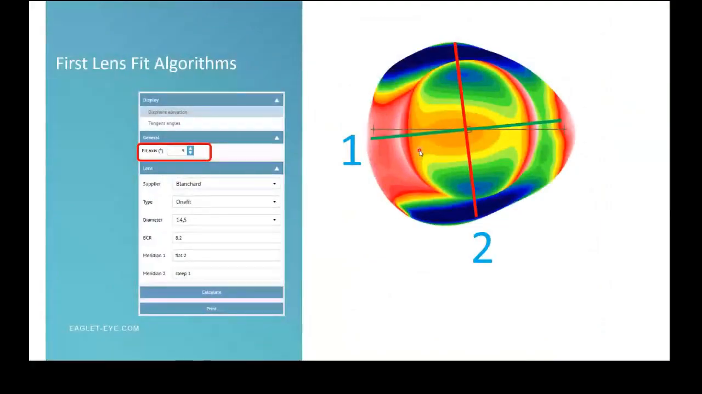The algorithms will also predict what will be the alignment of the lens. So the fit axis is referring to what is the flat meridian. In this example, we've been using a toric 1 fit, and the flat meridian is predicted to be at 9 degrees, a flat 2, and the steep meridian, a steep 1.